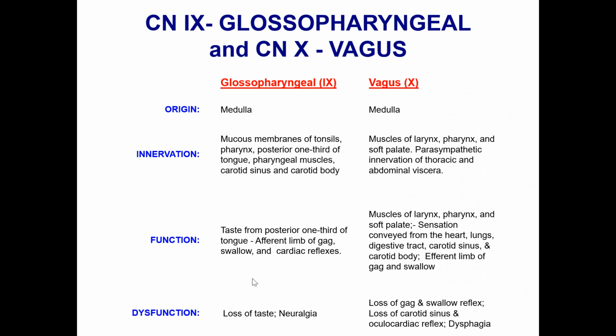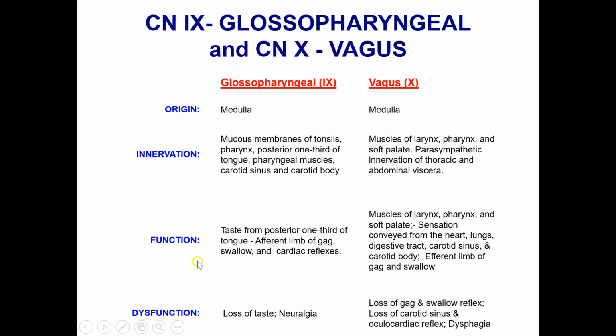The origin of the glossopharyngeal is from the medulla. Vagus is also from the medulla. Innervation of the glossopharyngeal is to the mucous membranes of the tonsils, pharynx, posterior one-third of the tongue, pharyngeal muscles, carotid sinus, and carotid body. While innervation of the vagus nerve is to the muscles of the larynx, pharynx, and soft palate. It has a very important parasympathetic component in innervation to all the structures of the abdomen and thoracic viscera.